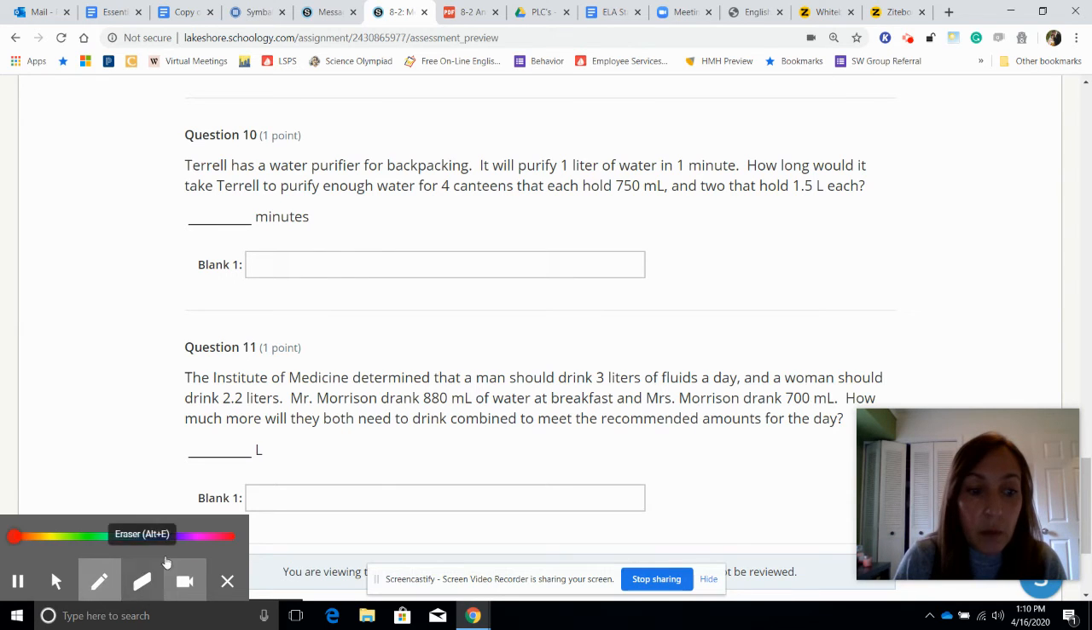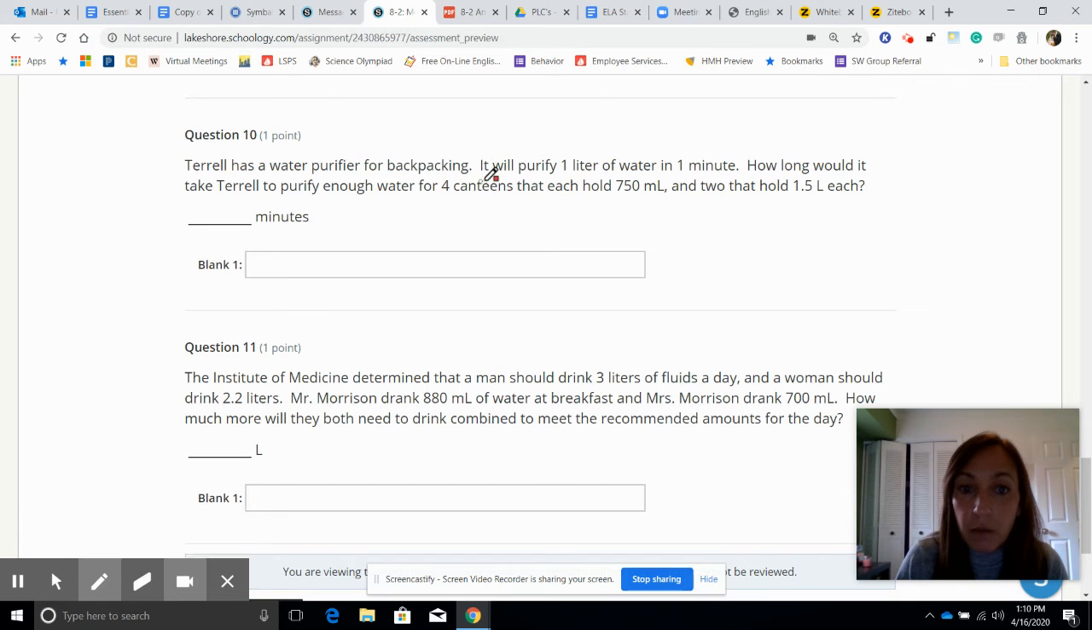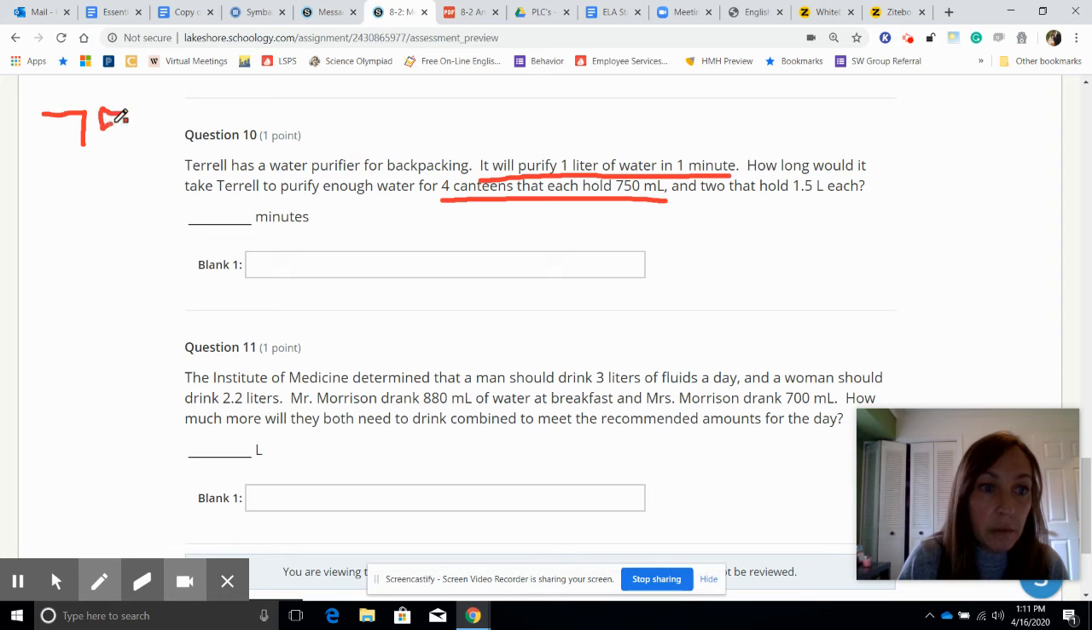Well, the first thing that we know is that the information tells us that his water purifier can purify a liter per minute. And since that is given in liters, I'm going to want to see how much water he's trying to purify in liters. So in order for us to do that, we first have to figure out how much water he's got altogether. We know that he's got 4 canteens that hold 750 milliliters. So we'll want to get a total there. So we'll multiply 750 times 4.